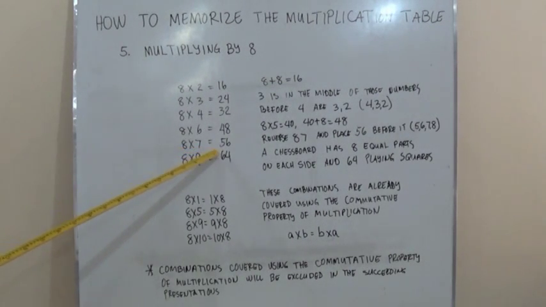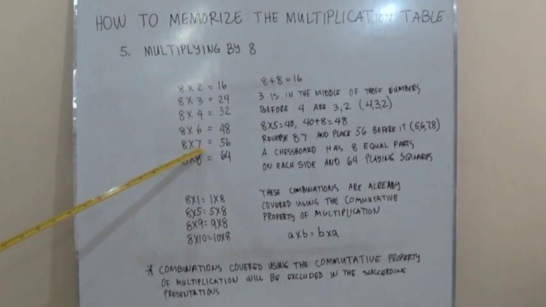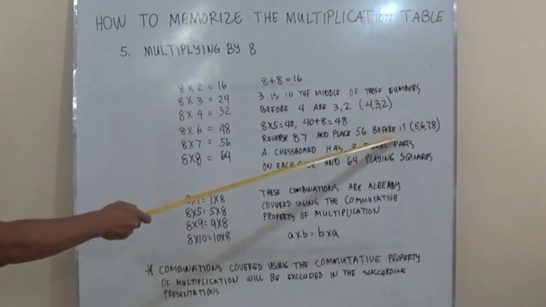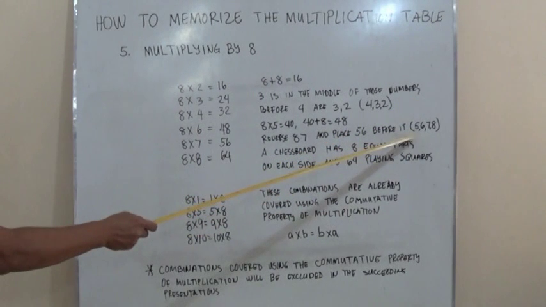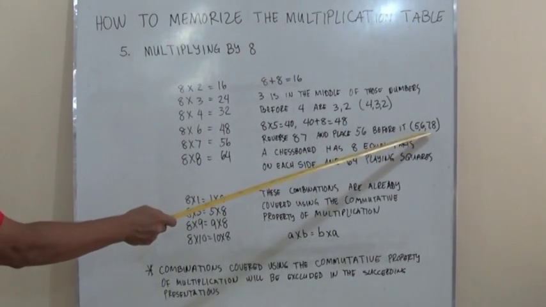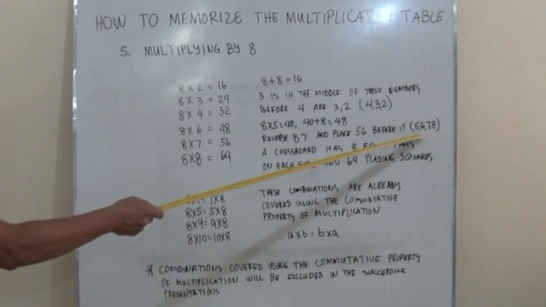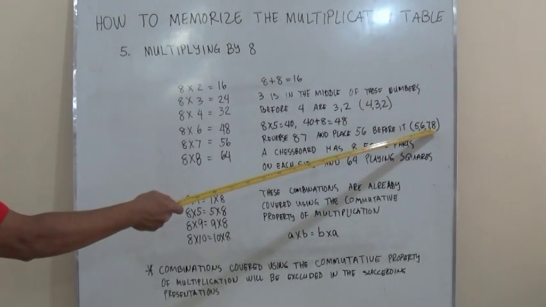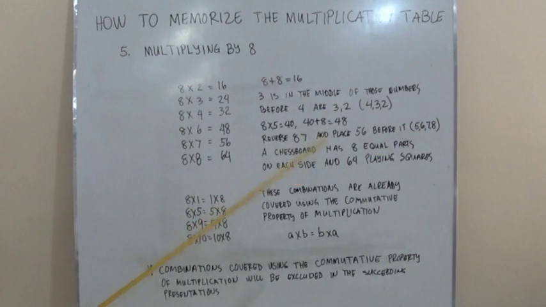8 times 7 equals 56. To remind us of the answer, let us create a pattern for it. We reverse 87 and make it 78 and place 56 in front of it or before it. So what we will have is 5, 6, 7, 8. That pattern will remind us of the answer 56 for combination 7 times 8 or 8 times 7.